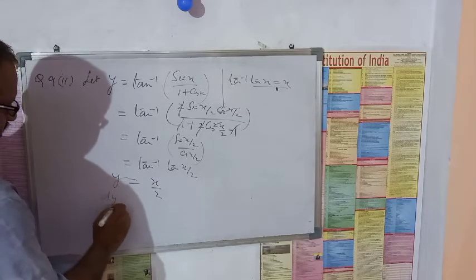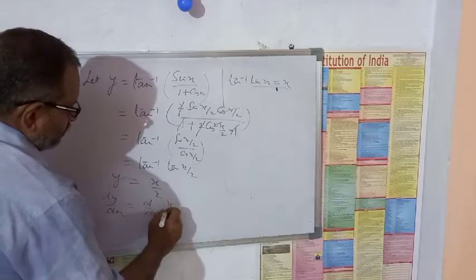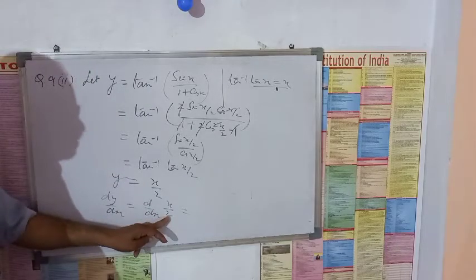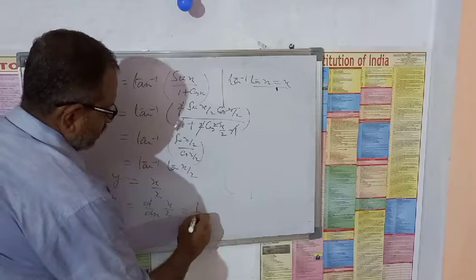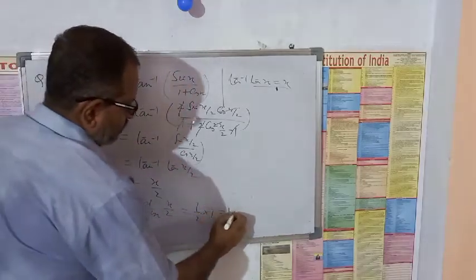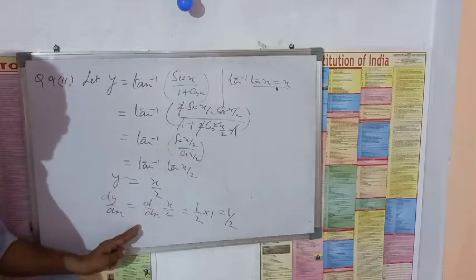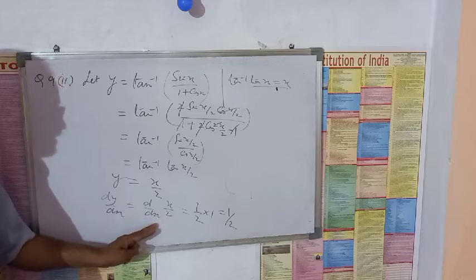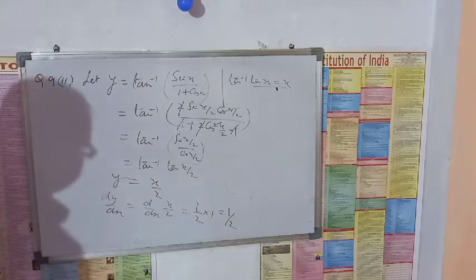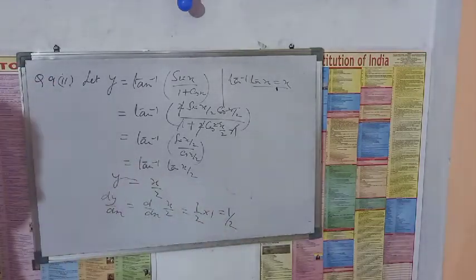Now differentiate it. dy by dx is equal to d by dx of x by 2. We know that 1 by 2 is constant, so take it outside, and derivative of x with respect to x is 1. So 1 by 2 is the answer. So it is question number 9, second.